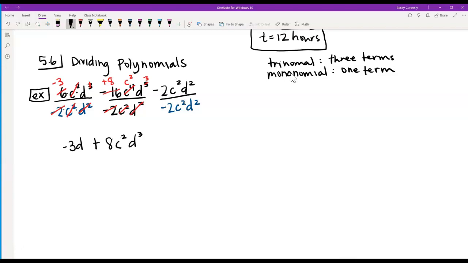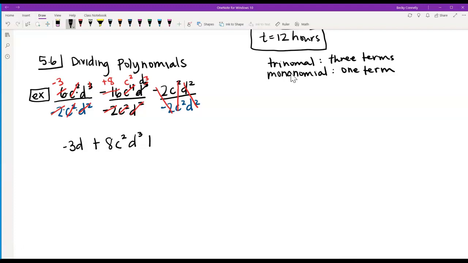Maybe I should have just written that like that so it's easier to see. All right, and then the last one, -2 divided by -2 just gives us a 1. C squared divided by C squared gives us a 1. D squared divided by D squared gives us a 1. So 1 times 1 times 1 is a positive 1.